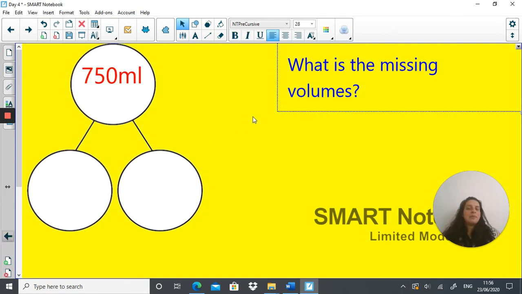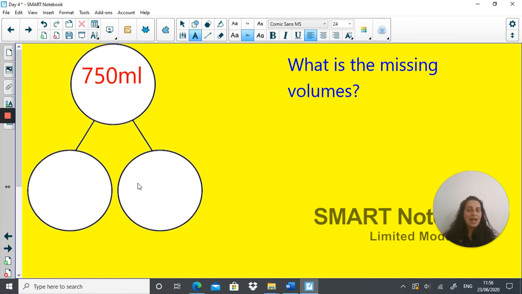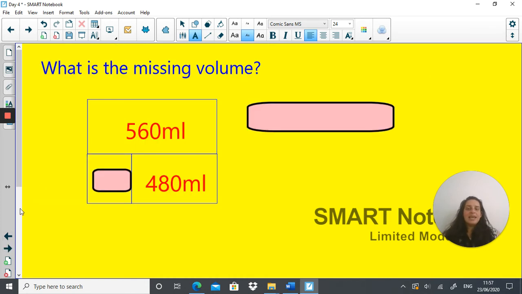How about this example? In these two circles can go any two numbers that add up to make 750 millilitres. So for example, it could be 50 millilitres and 700 millilitres. When you add them together, they equal 750. So there can be lots of possibilities. See if you can get at least five pairs of numbers that can go in these two circles. Good luck.